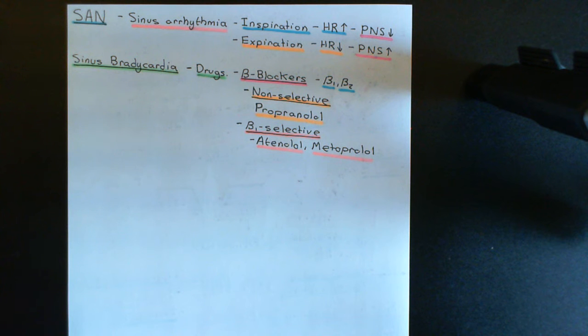Now, if you are taking a beta blocker, that will reduce the sympathetic tone, because now the same amount of noradrenaline is being released onto the heart, but it's not going to have the same effect because loads of the receptors are actually blocked by the beta blocker. So the noradrenaline is going to struggle to have its normal effect.